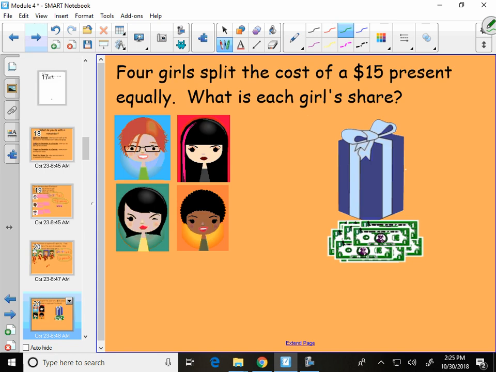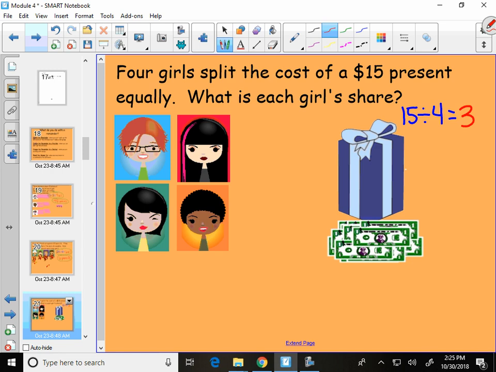4 girls split the cost of a $15 present equally. So mathematically, our question is 15 divided by 4. So I'm thinking, 4 times what gets me really close to 15? Well, 4 times 3 is 12, and that's as close as we can get.